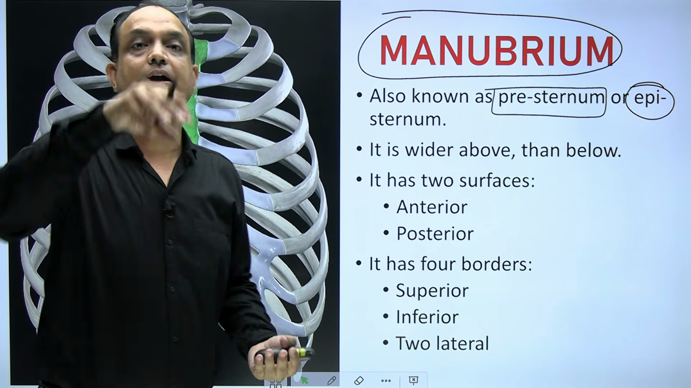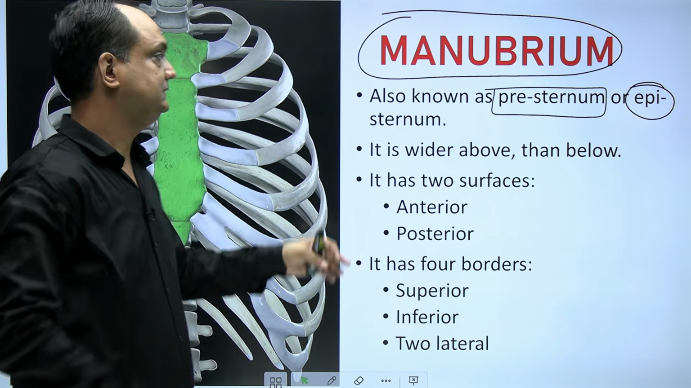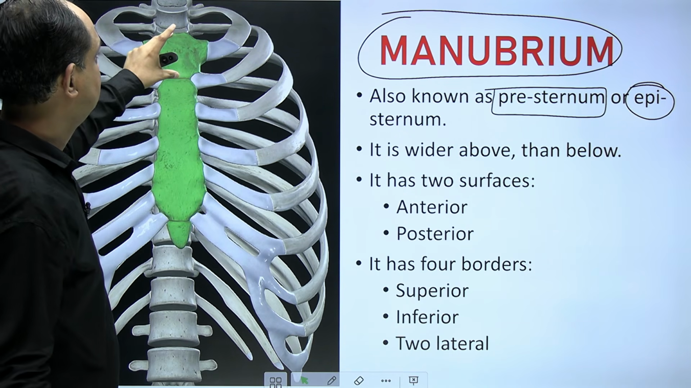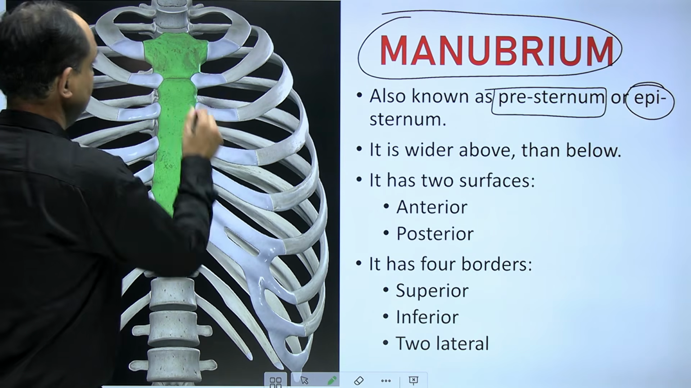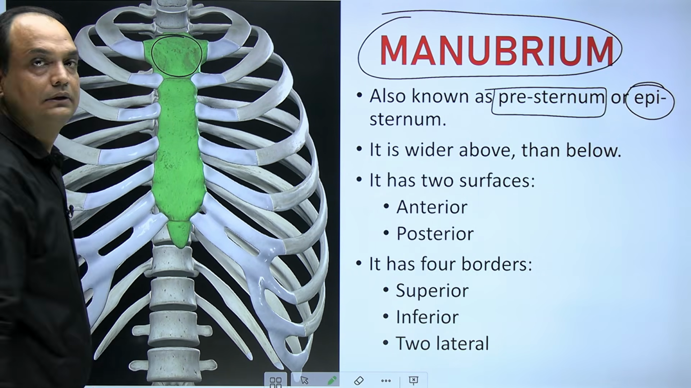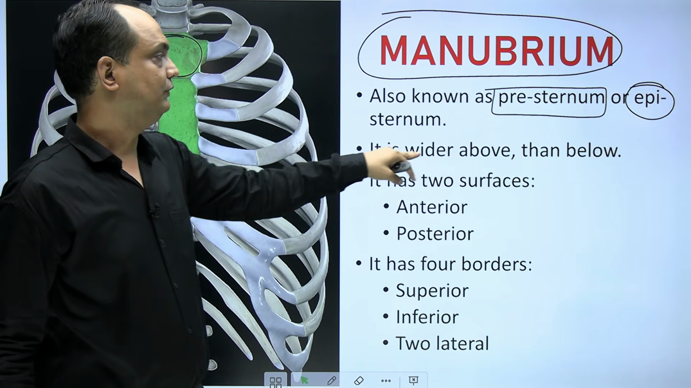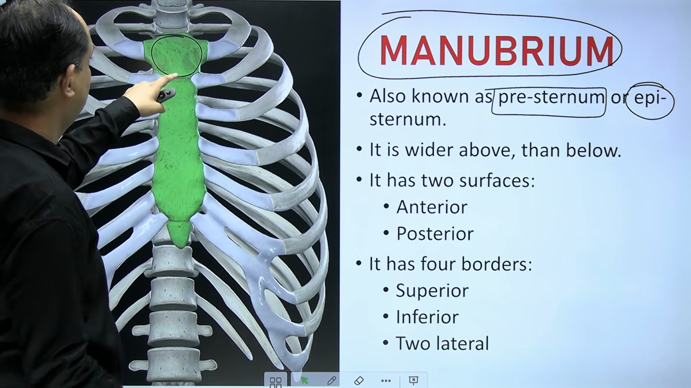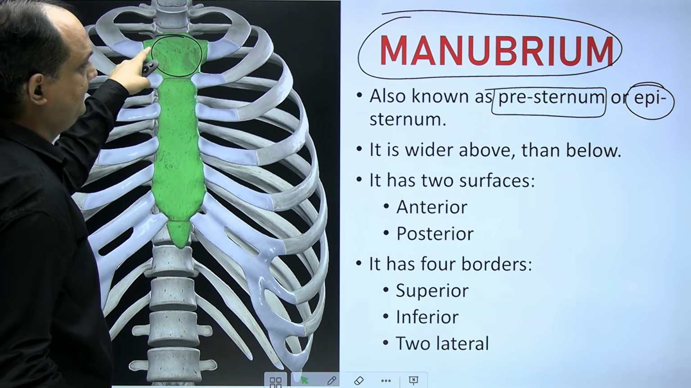Epi means the area which is uppermost. So this is the uppermost part of the sternum. So that's why this is also known as episternum. Clear? Now it is wider as compared to the lower part.